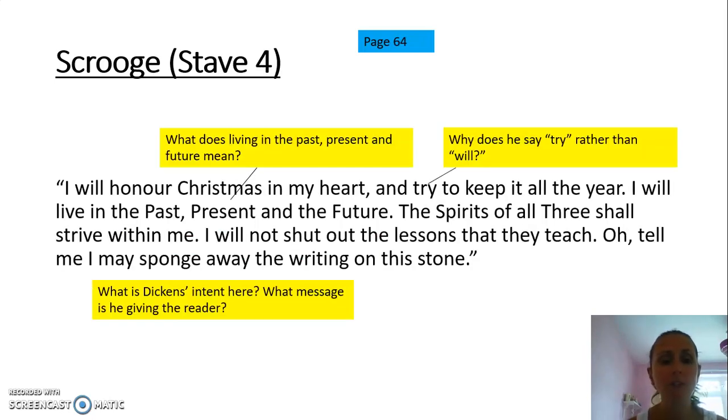This one then from Stave 4, this is what he says to the ghost of Christmas yet to come. It's his final sort of desperate plea to show that he's a changed man. So have a look at these ones that I've highlighted here. When he's saying he's going to live in the past, present and future, what does that actually mean? And when he says try, those of you that are aiming a little bit higher, why does he say try rather than will? So what does that tell you about him there? And then overall in this quote, what do you think Dickens' intent is here? So what message is he trying to give the reader? So pause it, find it in your texts, and then add to your notes, please.